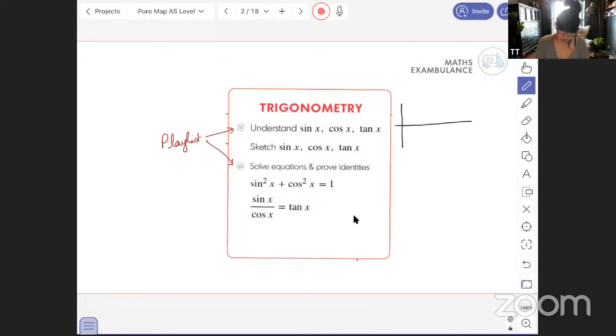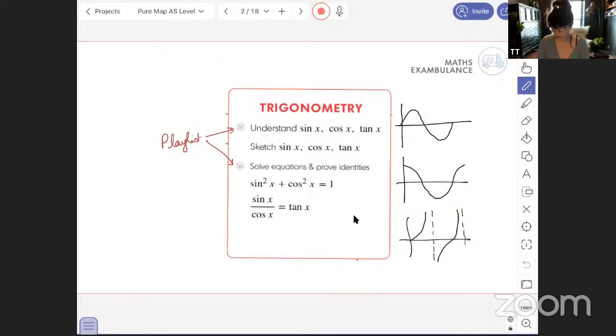Well, you can just learn these graphs. Sine looks like that, and cos looks like that, and tan looks like this. Tan is usually the worst to draw because of the asymptotes, like that. Actually, there's another one. This is 180. This is 360. Yeah, it looks like that, from 0 to 360.